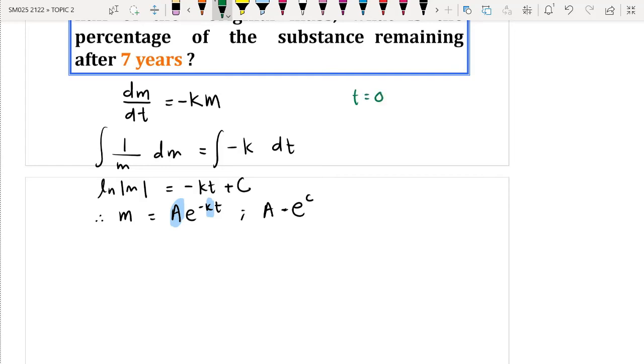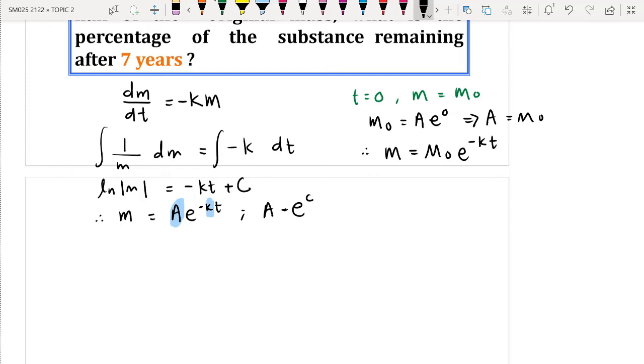So when it's initial time, the mass would be, I put here M0. You can use any other variable, maybe you want to use N or O, up to you. I'm using M0 here. Okay, substitute this up. It means that M0 is now A times e to the power of 0, so our A here would be M0. Substitute this back now. Our new equation would be mass M is M0 e to the power of negative kt.